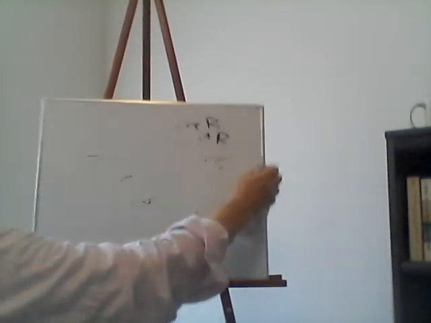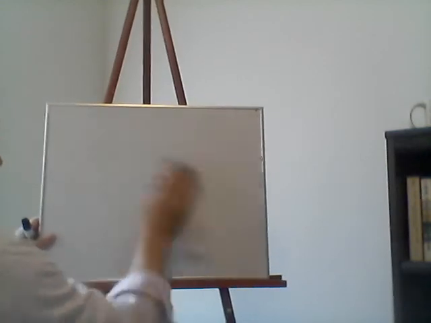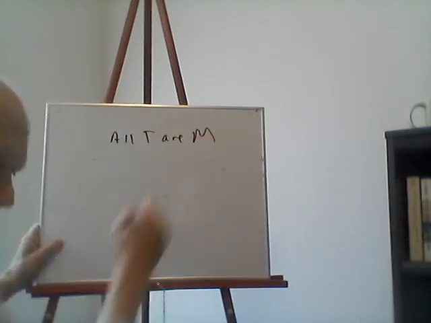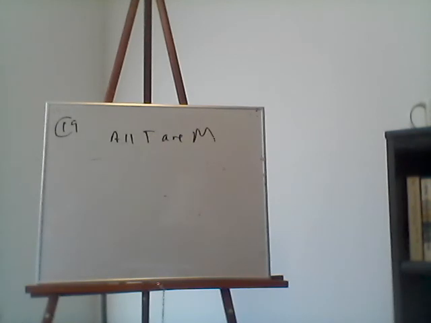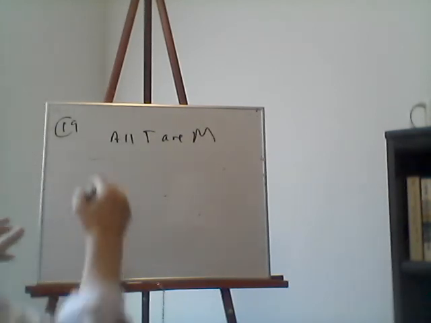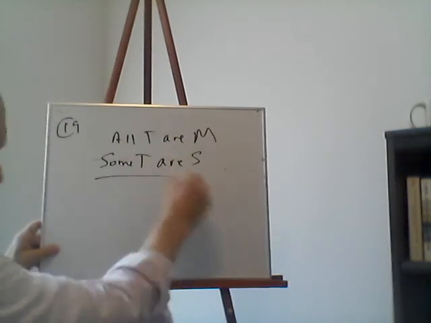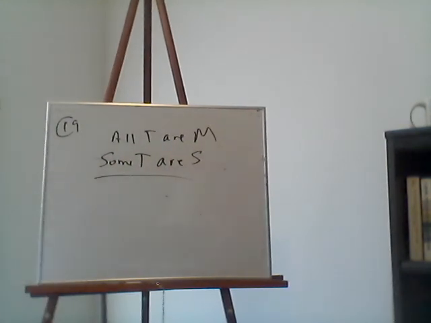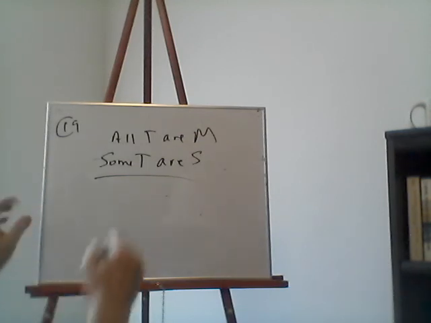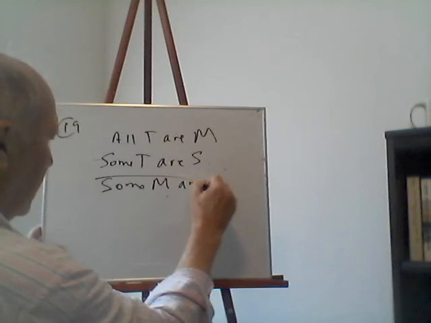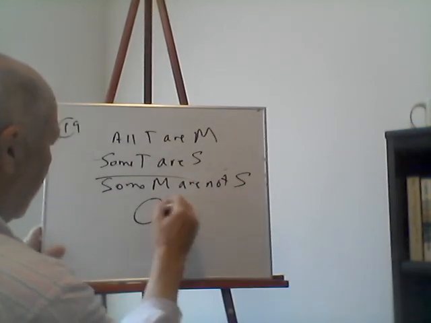Okay, let me do the last one, which is all T are M. This is number 19. All typologists are mathematicians. Some typologists, some T, are statisticians. Do we know that some mathematicians are not statisticians? Some M are not S.